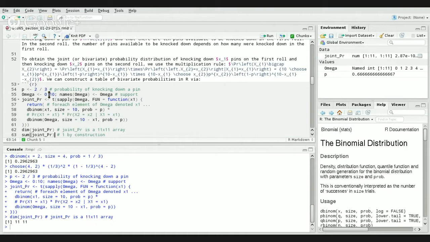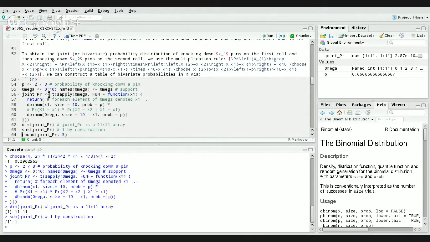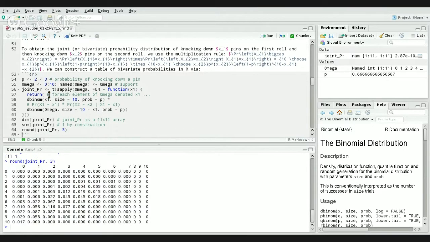Because we have correctly used the rules of probability, all these joint probabilities together should sum to 1 by construction, and in fact, they do. We can now take a look at some of these joint probabilities rounded to 3 decimal places. So if we look at this matrix, this tells us for a particular row in a particular column, the probability that this number of pins is knocked down on the first try and this number of pins in the columns is knocked down on the second try.